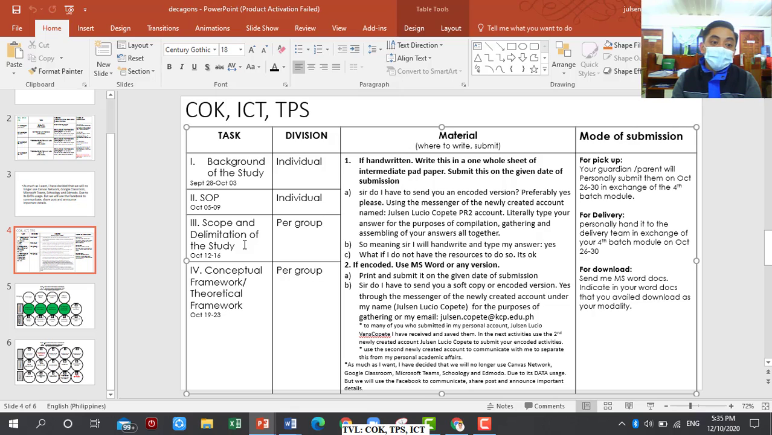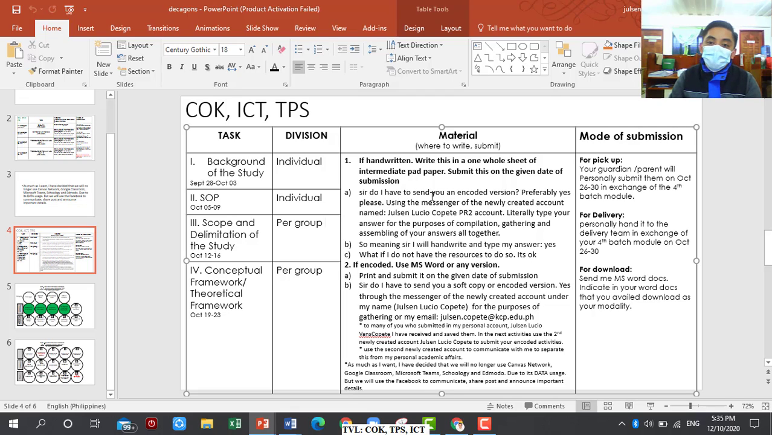So, as you do that, you also do the individual activity. So, parang dalawa yung task within the week. Okay? Now, the division here is per group. So, again, the background of the study, individual. The SOP, individual. Scope and delimitation per group. Conceptual framework per group. Now, saan po namin isusulat?